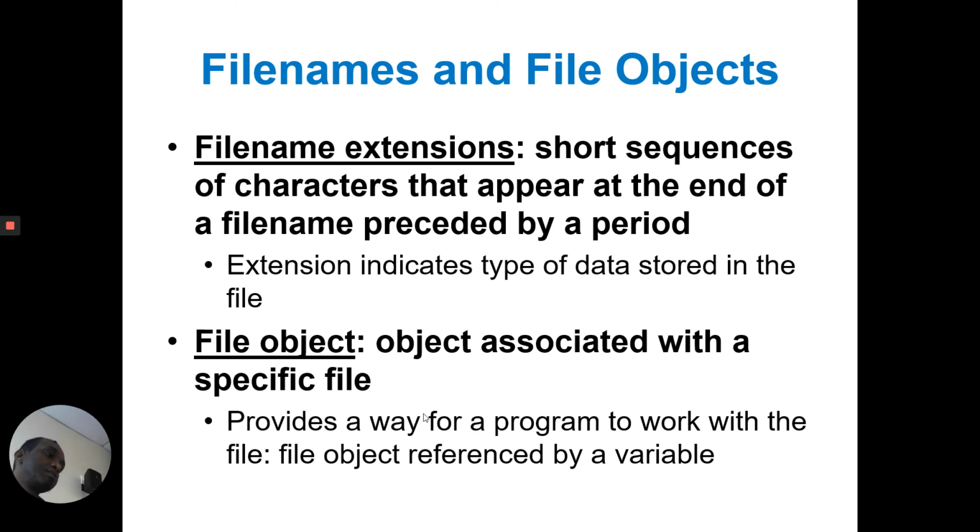A file name extension is a short sequence of characters that appears at the end of a file name, preceded by a period. The extension indicates the type of data stored in the file. So what's an example of a file extension that you know? .jpeg. To show what? It's an image. What else? .html to show it's an HTML file. What else? .txt to say it's what? A text file.